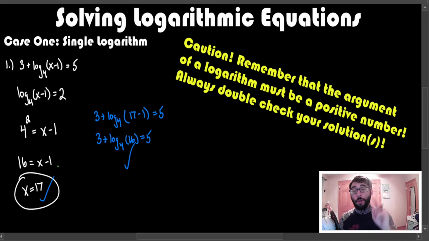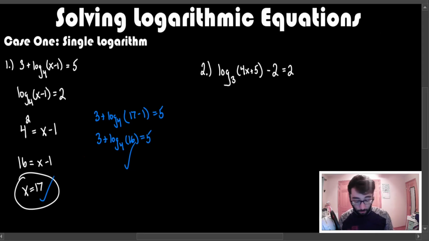Let's take a look at one more example of these types of equations. So let's take a look at this one. We have log base 3 of 4x plus 5 minus 2 is equal to 2. Well, once again, we have a single logarithmic expression here, so we're going to isolate it. So what I'm going to do is add 2 to each side.